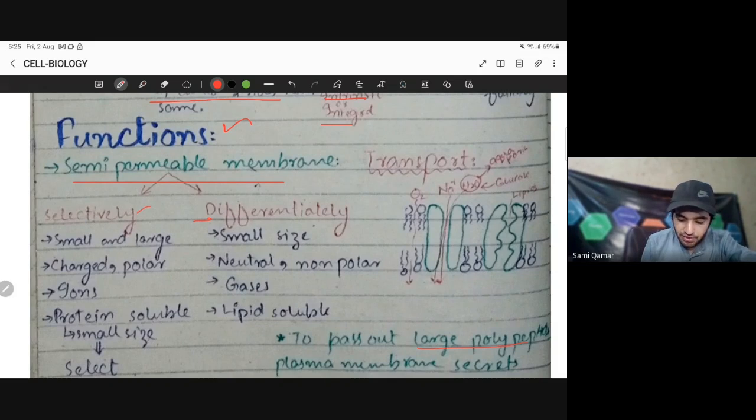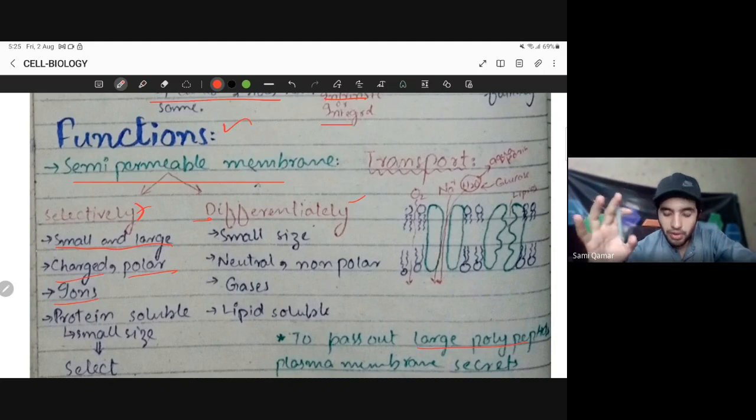It is selectively and differentially permeable. Let's talk about why and how it is selectively and differentially permeable. Understand this: small and large molecules will be passed selectively, okay? Molecules that have charge, polar molecules or ions, will be selected, and only selected molecules will pass, not all of them.